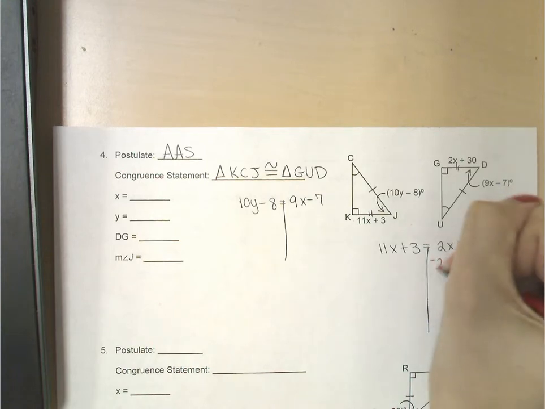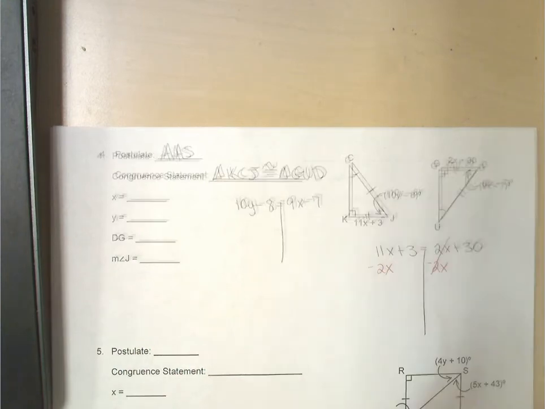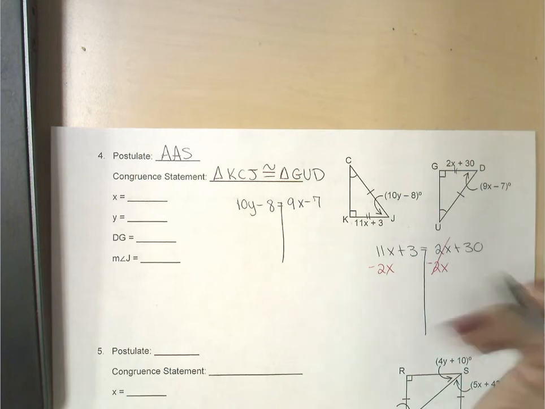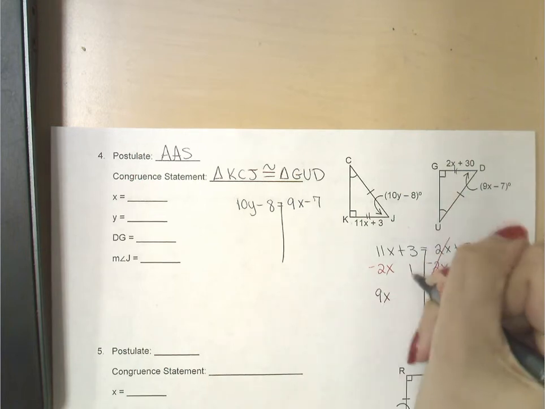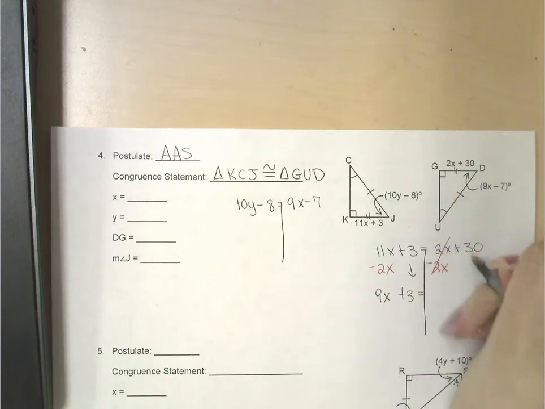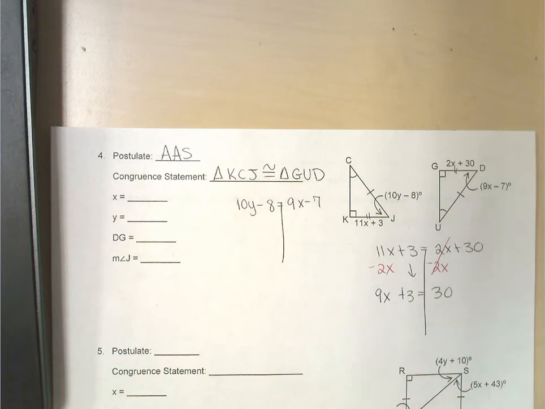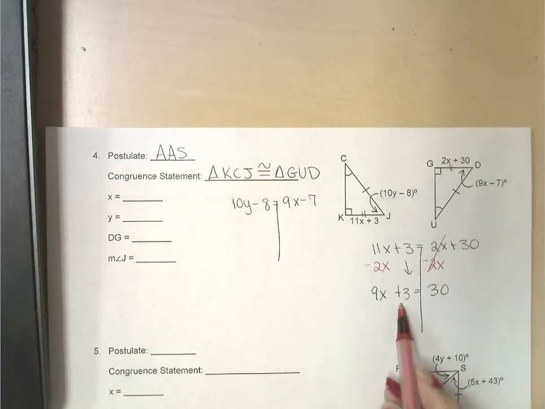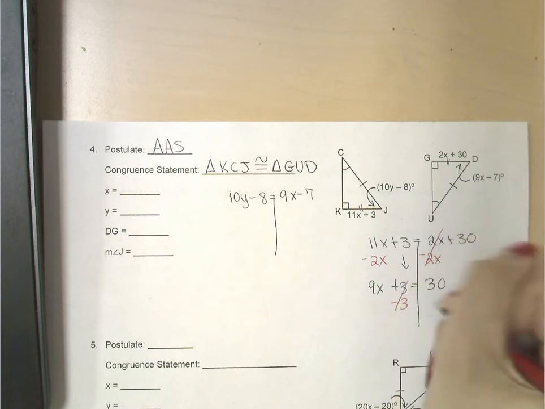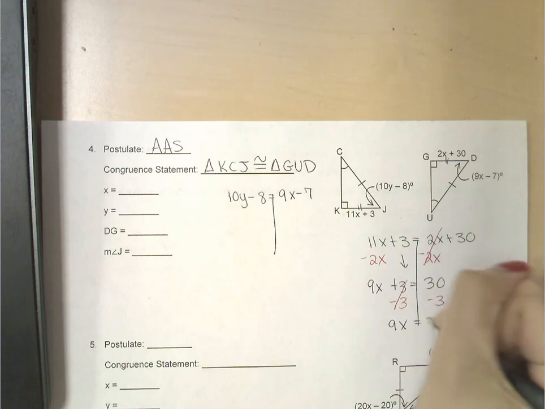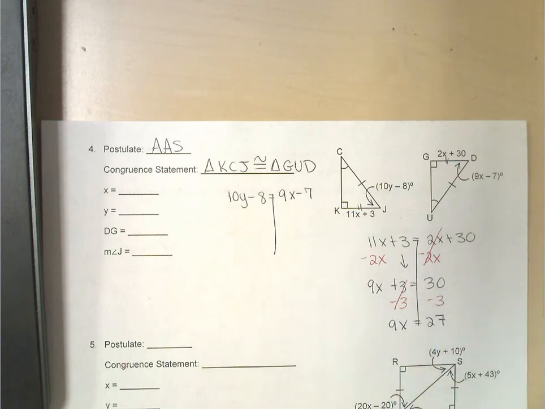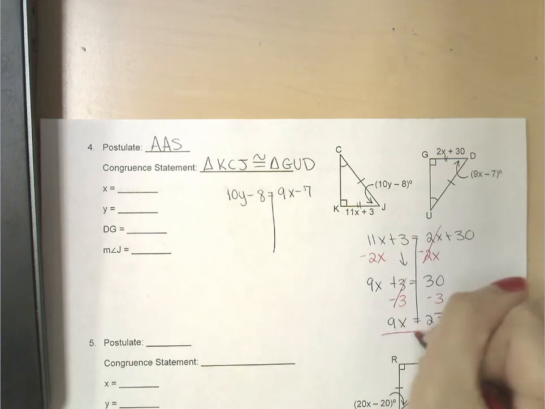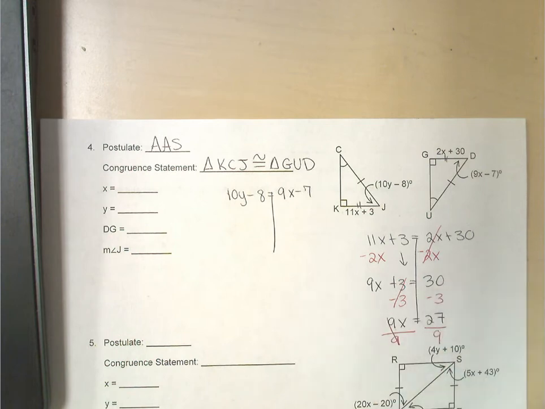So I'm going to subtract 2x from both sides. 11 minus 2, that's 9x. Carry down the 3, and then carry down the 30. From here I have to get rid of 3 first, that's the constant. So minus 3 on both sides. It's 9x equals 27. And then to get rid of the 9, I just divide both sides by 9. And so I get x equals 3. 27 divided by 9 gives me 3.